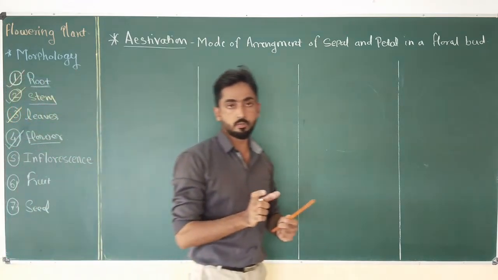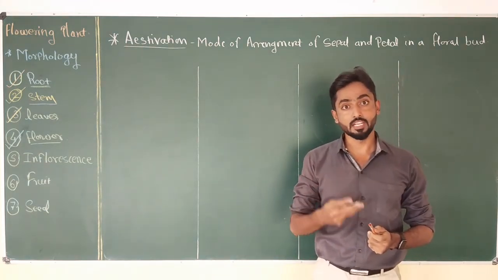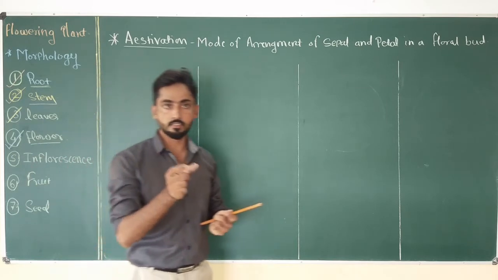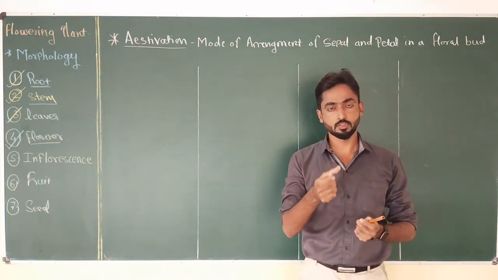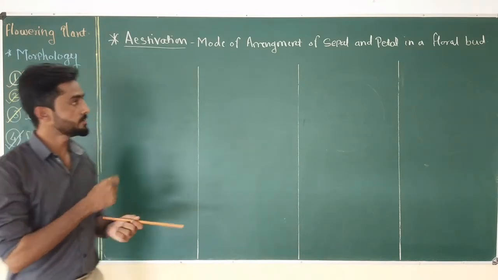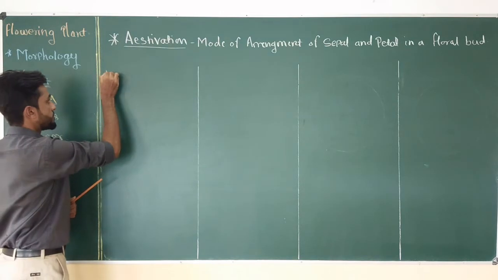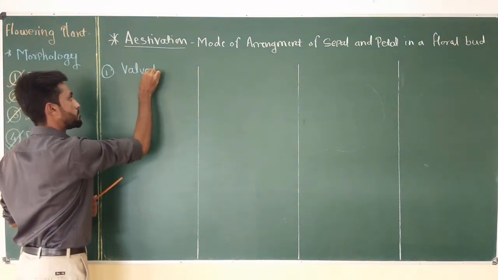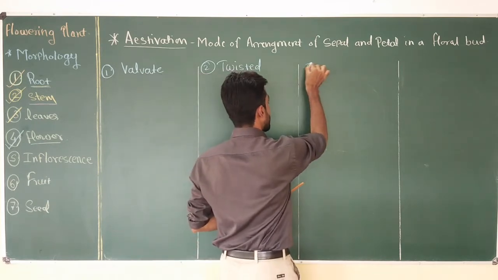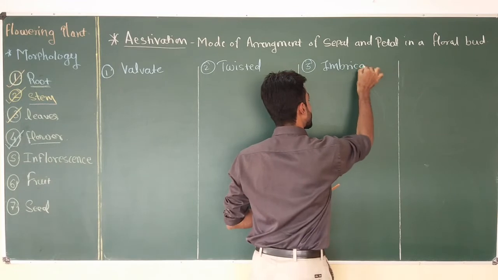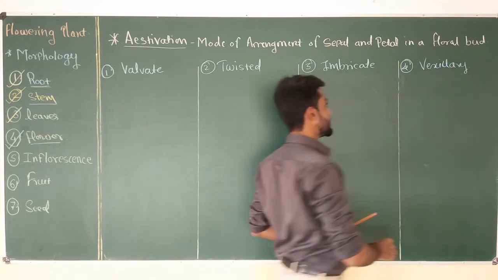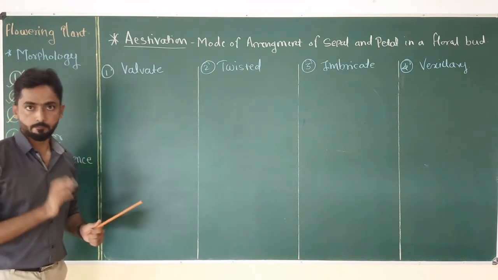Sometimes many students get confused between different terms like aestivation, phyllotaxy, venation. Venation is the arrangement of veins in the lamina of the leaves, while phyllotaxy is the arrangement of leaves on the main axis or on the stem. Aestivation is the arrangement of sepals and petals in a flower. On this basis, there are four different types: number one, valvate aestivation; number two, twisted aestivation; number three, imbricate aestivation; and vexillary aestivation. In this video, I am going to discuss all four types of aestivation found in flowers.